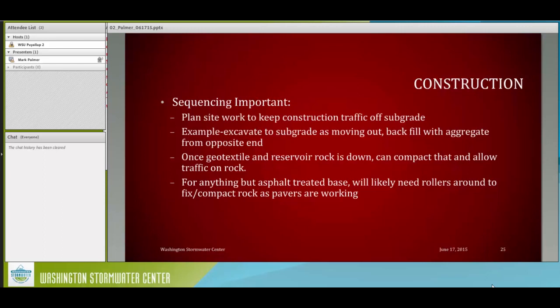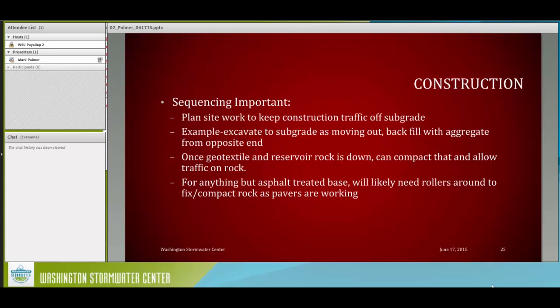Obviously, you want to keep the traffic clean. You don't want a bunch of dirty vehicles going across that, but it can go across that reservoir rock without any problem. And depending on how well graded your reservoir rock is, you may have some difficulty with vehicles moving on that. If it's got a lot of rock of one size, it can tend to sink vehicles. So hopefully you've got a rock that's got a little bit varied gradation.